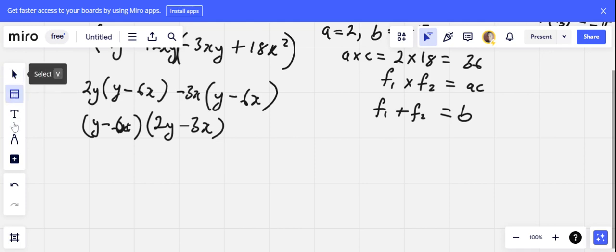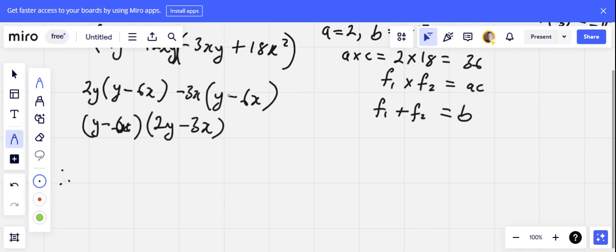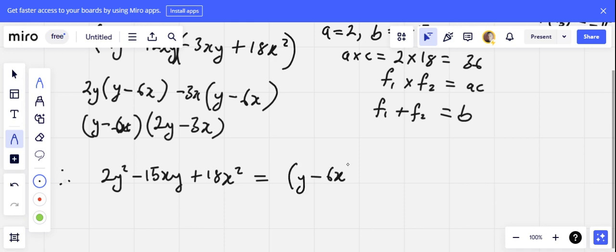Therefore, 2y squared minus 15xy plus 18x squared is equal to y minus 6x times 2y minus 3x. So we have successfully factorized that, and here goes our answer.